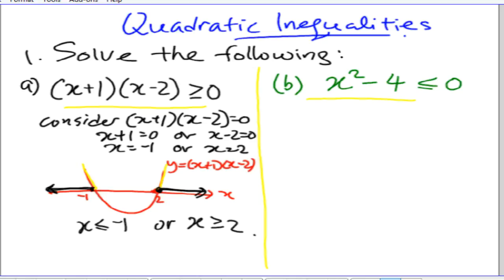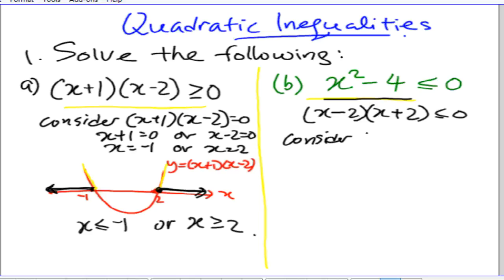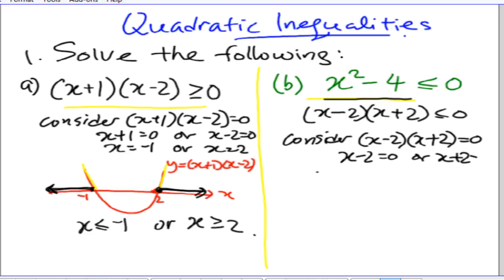Alright, so now let's consider the second question. The second question here is x squared minus 4 is less than or equal to 0. So I can do this: (x - 2)(x + 2) is less than or equal to 0. So I can consider, for example, the equality first. (x - 2)(x + 2) = 0. So here will be x - 2 = 0 or x + 2 = 0. x = 2 or x = -2.